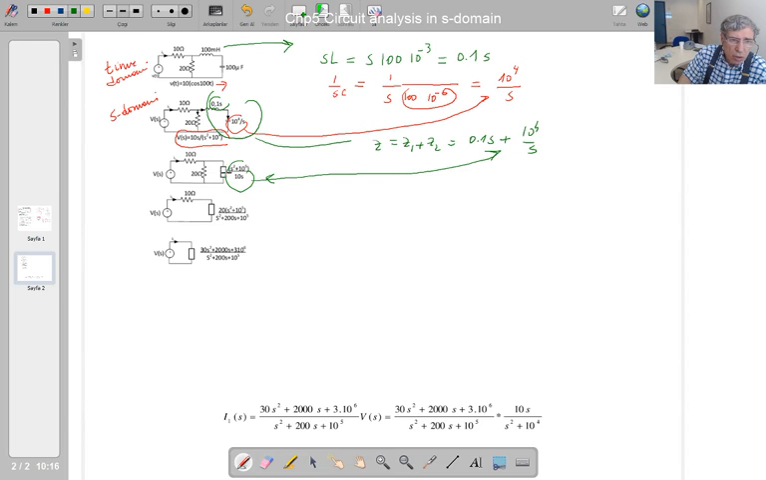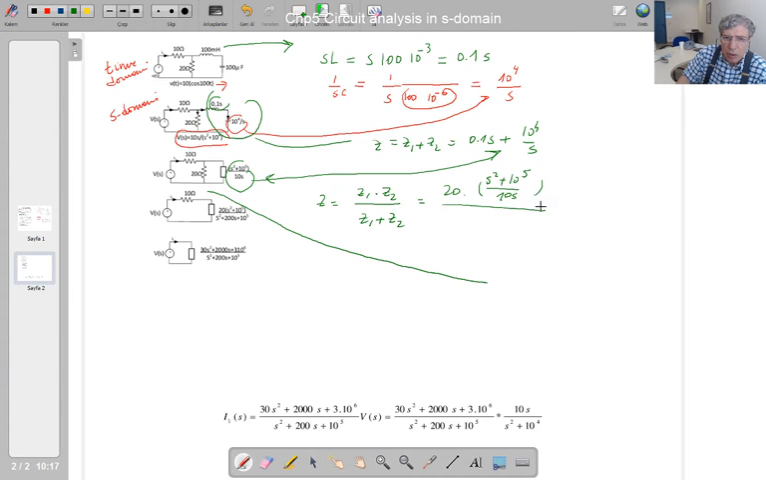Then those two are connected in parallel. So it's going to be Z1 multiplied by Z2 over Z1 plus Z2. So that's going to be 20 times this, isn't it? s squared 10 to the power 5, 10s, and the summation of those two. If you do the calculation, you're going to end up with this.